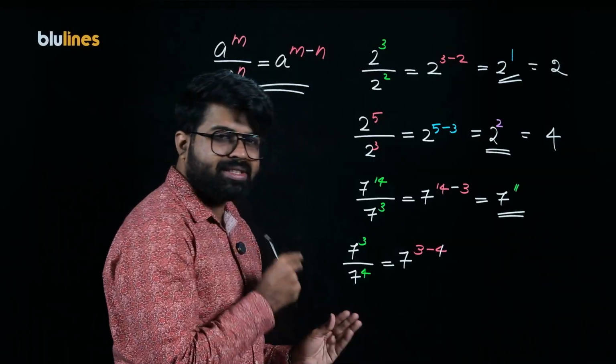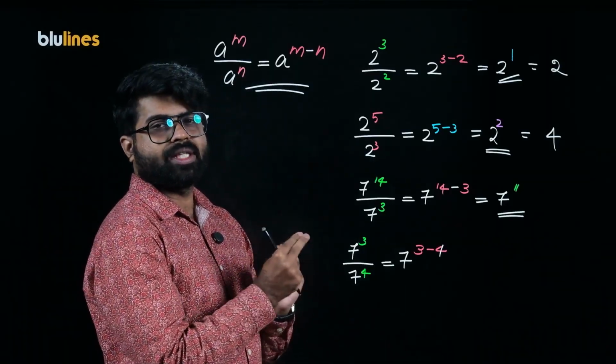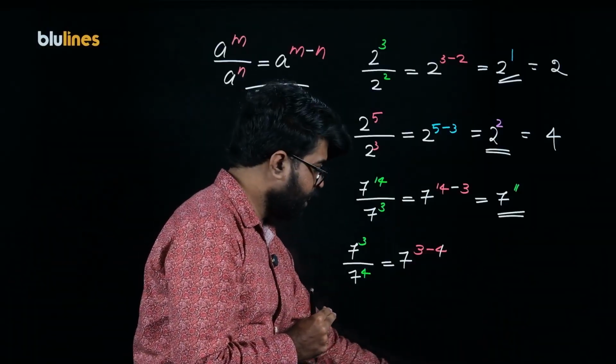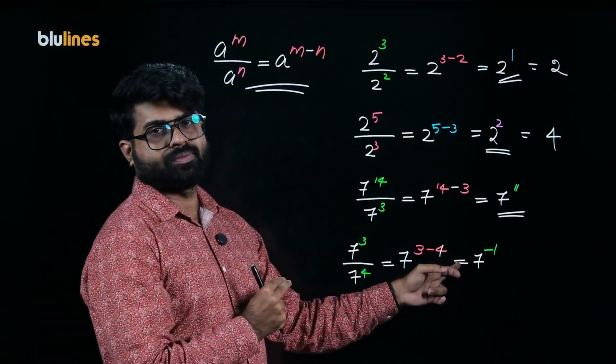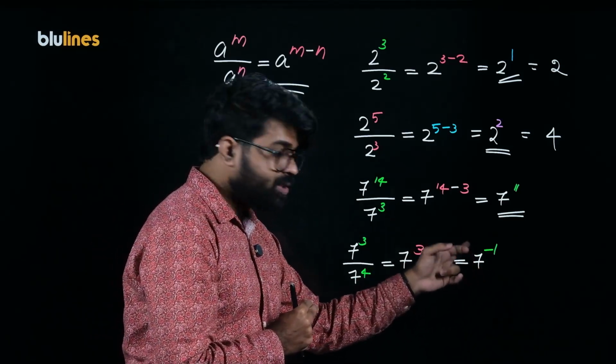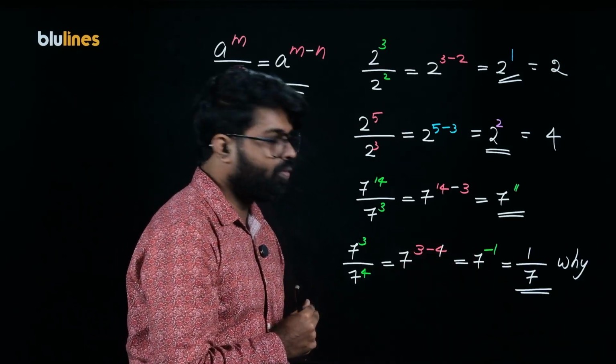Here we have 7 to the power 3 minus 4. Right. So what is 3 minus 4? We know that 3 minus 4 is negative 1. So the entire exponent turns out to be 7 raised to minus 1. Okay. So what is 7 raised to minus 1? I can express 7 raised to minus 1 as 1 upon 7.